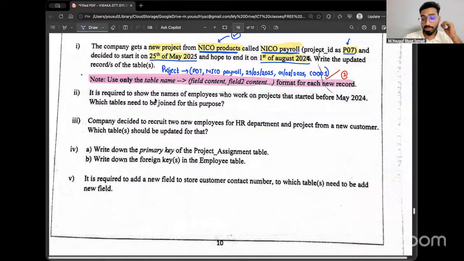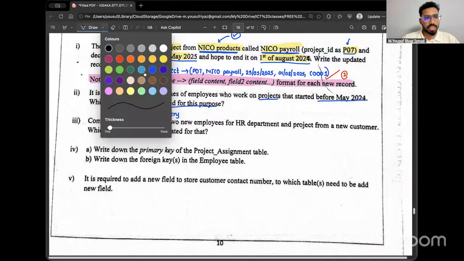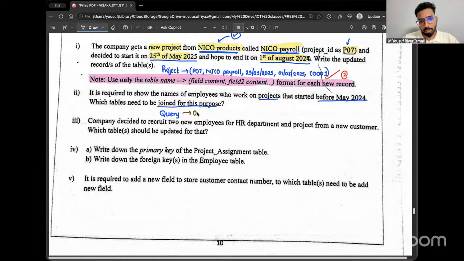Okay, question number two. It is required to show the names of employees who work on projects that started before May 2024. Which table needs to be joined for this purpose? When you're getting database questions, you might get the word join and the word query. Whenever they use the word query, keep in mind they're referring to extracting data or obtaining data from a table. If they ask what should be joined to obtain these details, they're indirectly meaning obtaining the respective data.